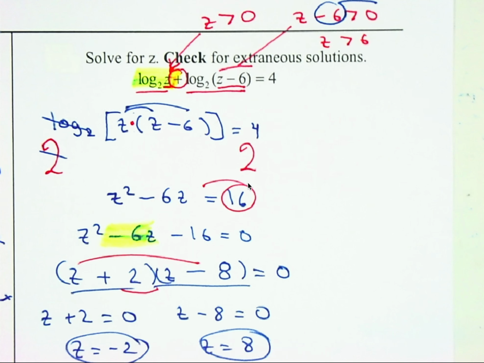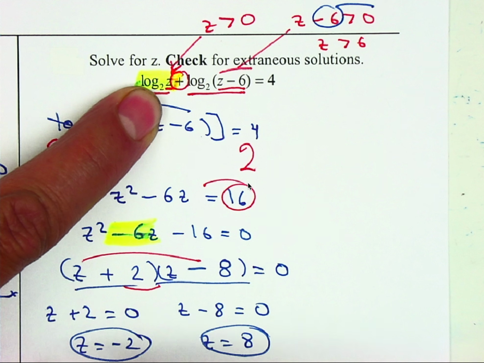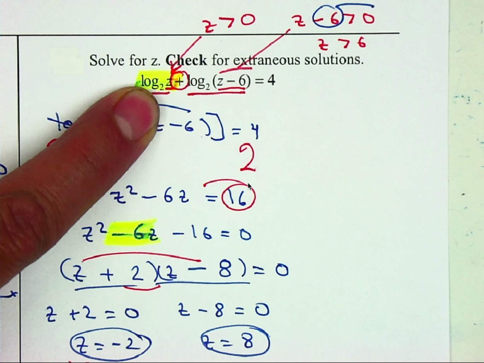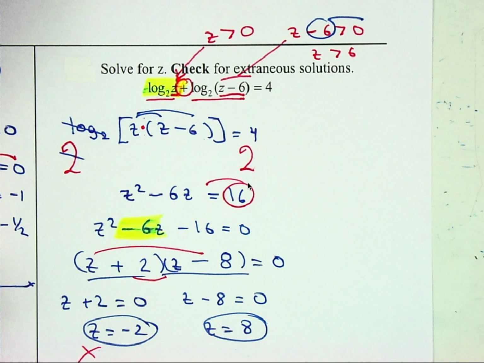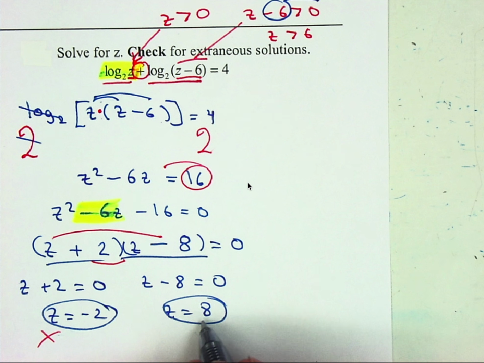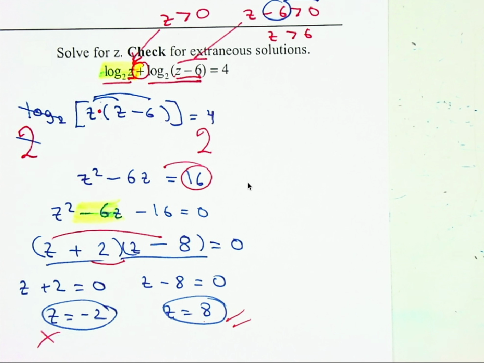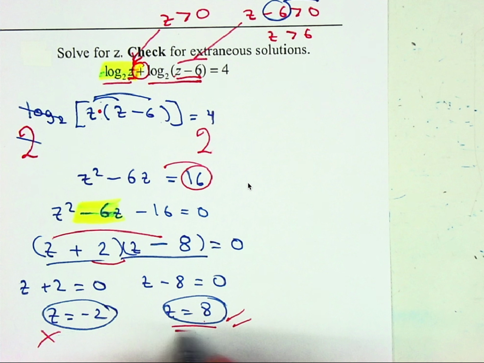But most of the time, what we do is just, you cannot take the log of a negative number, so therefore, z cannot be negative 2. If you plug in an 8, that's fine. Plug in an 8 gives you a 2, so that's fine. So therefore, your only answer is z equal to 8.